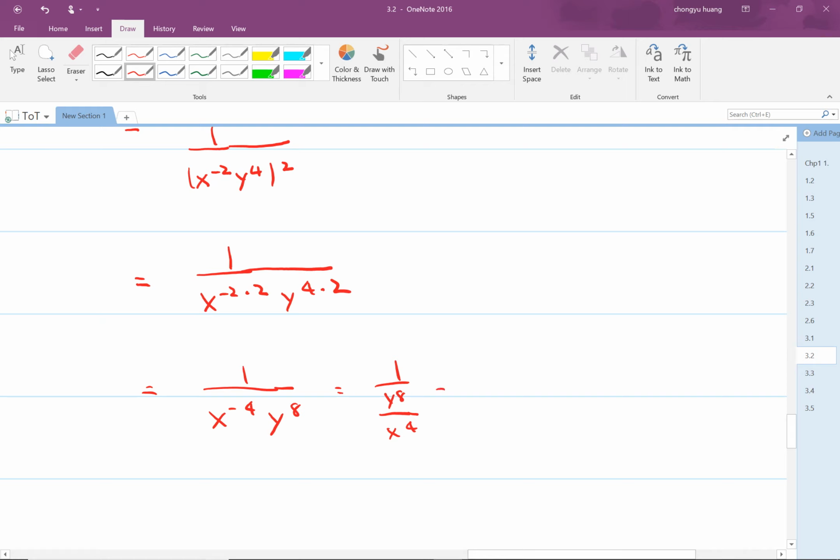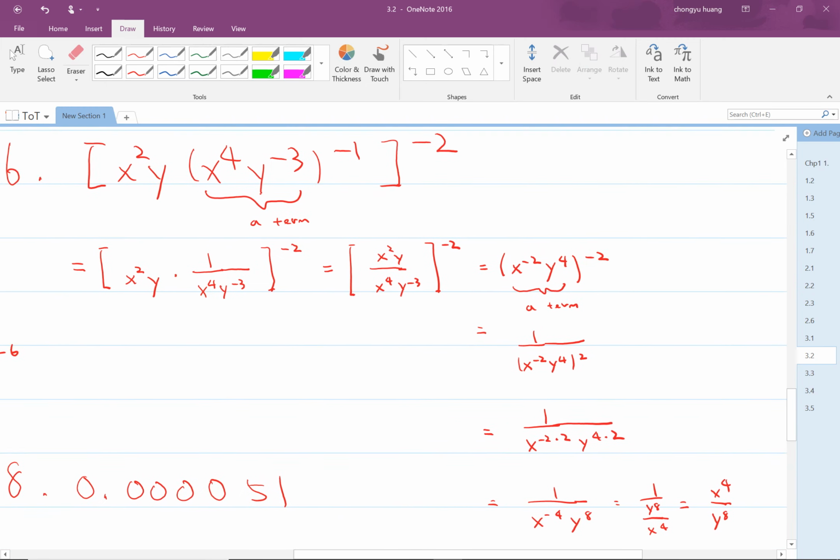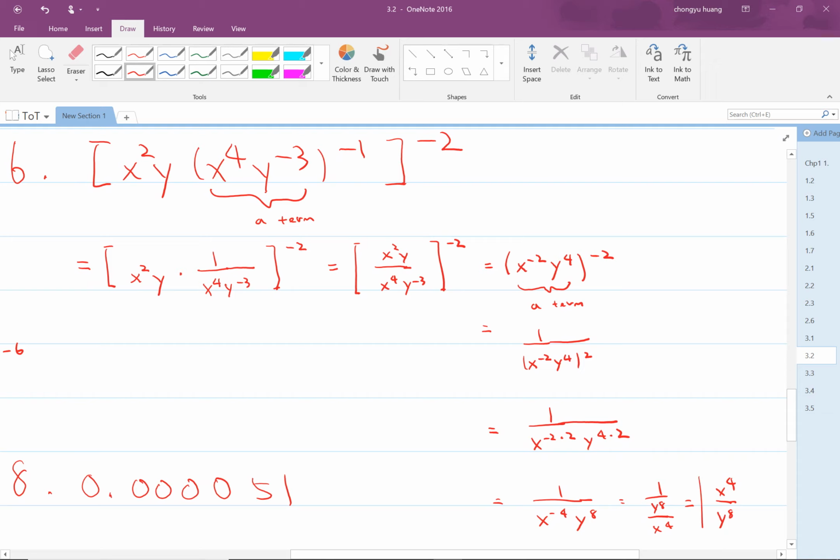So now you should know how to do it, right? You just flip it. So what we have over here is 1 over y to the power 8 over x to the power 4, right? In this situation we basically want to get rid of the 1 over, so we just flip it. We just reverse it, right? So it basically becomes x to the power 4 over y to the power 8. Okay. So now you have actually finished this question.